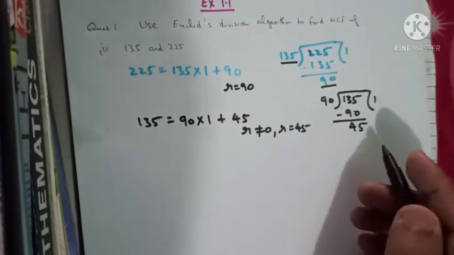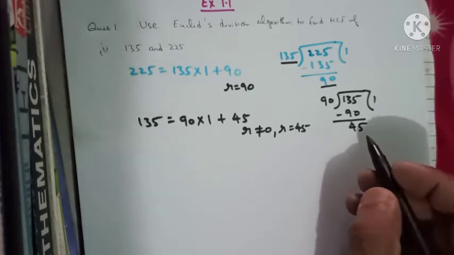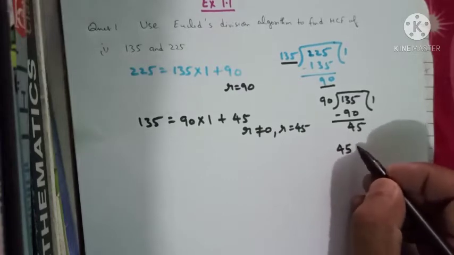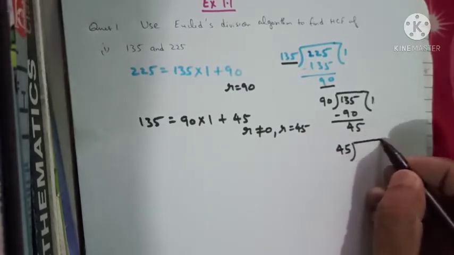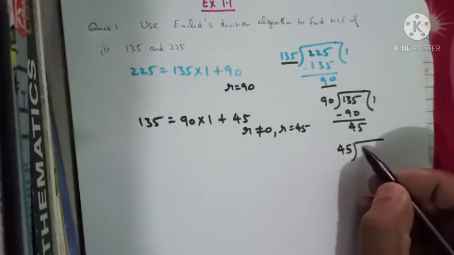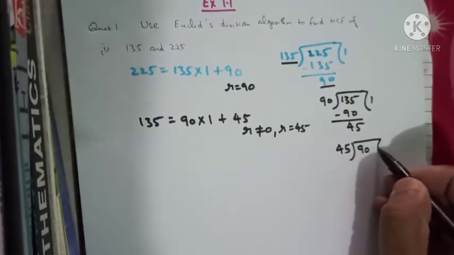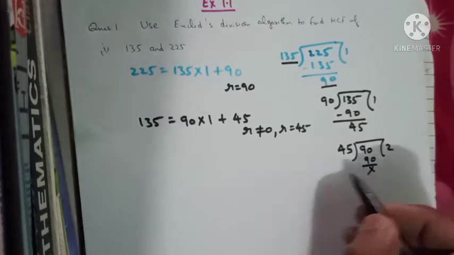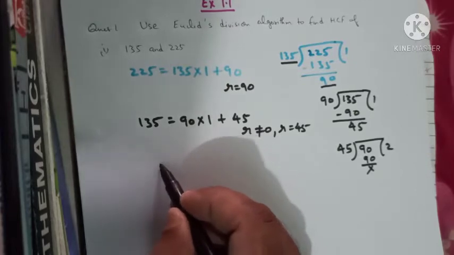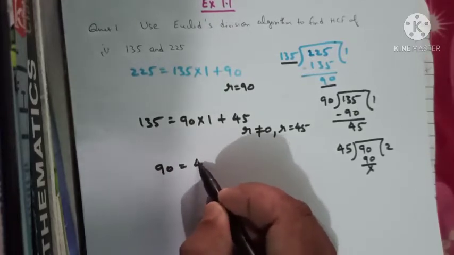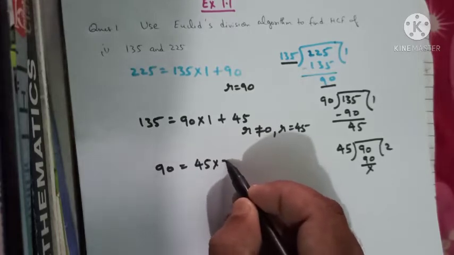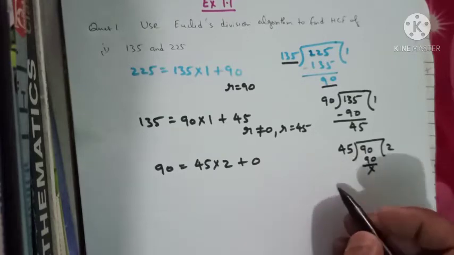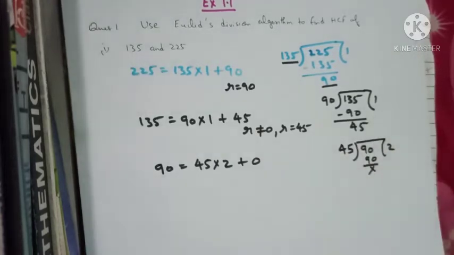We have to perform the Euclid division lemma until we get the remainder equal to 0. So again the remainder of the last step will become the divisor, and the divisor of the last step will become the dividend. 45 2s are 90, so this will be cancelled out. Now we are getting the remainder equal to 0. So now we can write dividend 90 is equal to divisor 45 times quotient, that is 2, plus remainder 0.